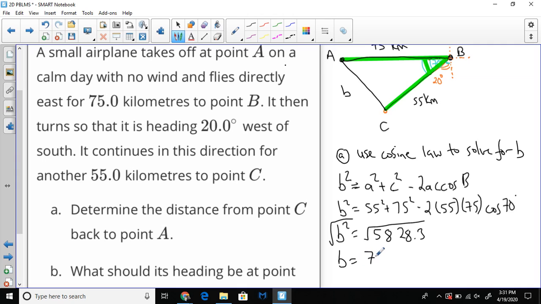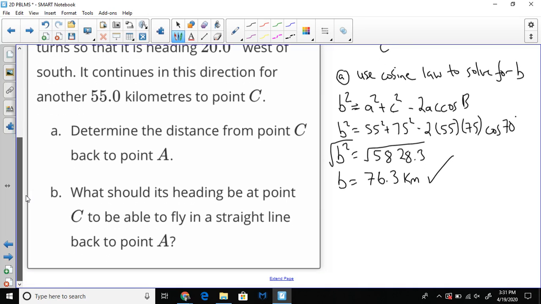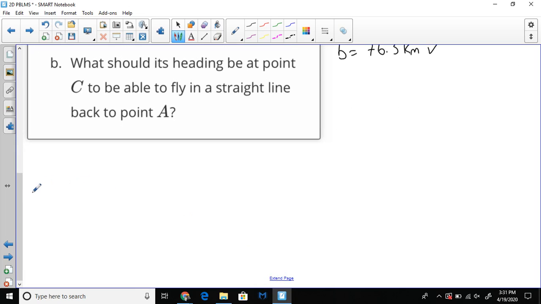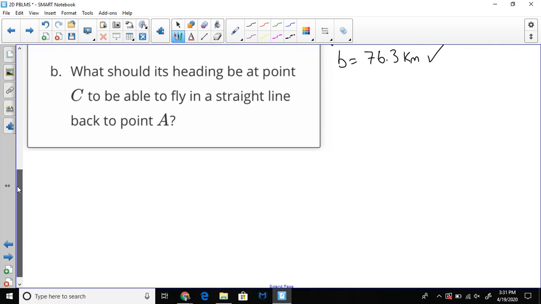So the distance between point C and point A is roughly 76.3 kilometers. Okay. So again, if you had an error with getting 5,828, you may just have to try your calculator again, and you may have punched in the wrong number. And if you're having calculator issues, you can send me an email if there's really a super huge problem with you not getting the correct answers.